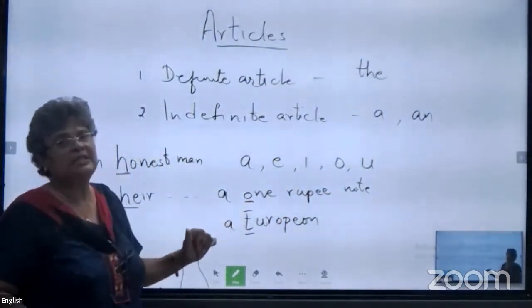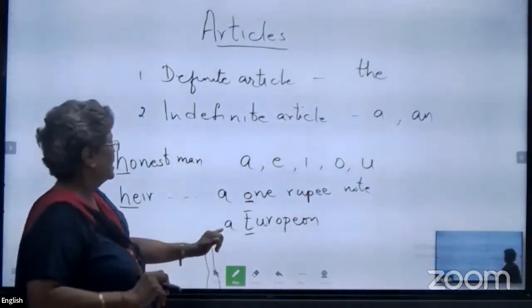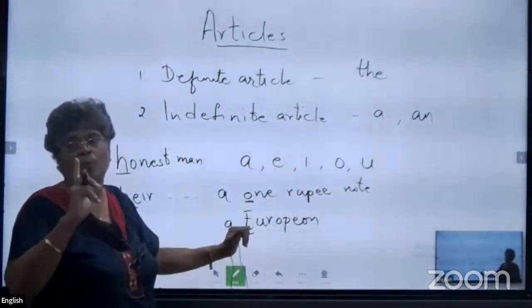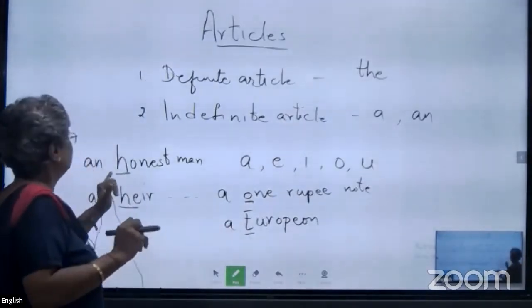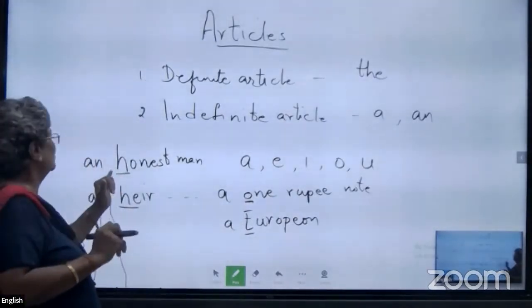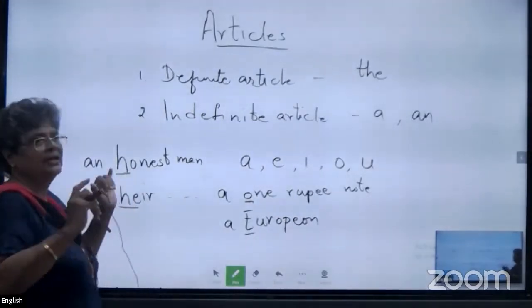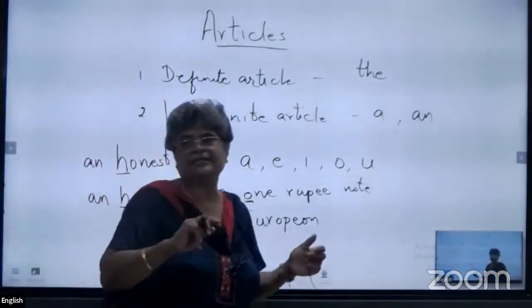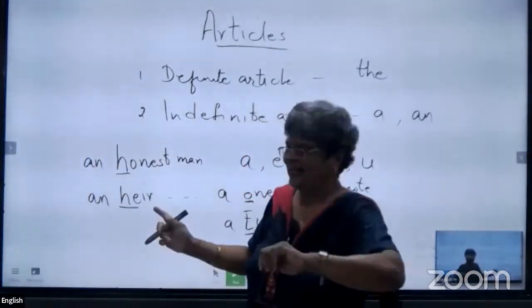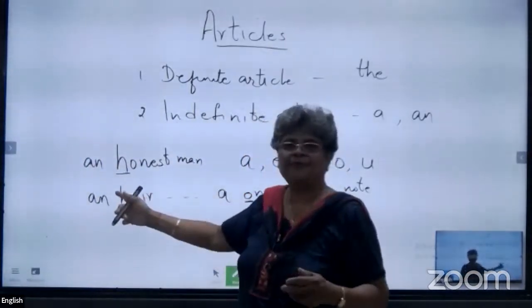Like one, the consonant sound W comes. A European, Y sound comes. But here H is silent, so you get the O sound in honest, the air sound in heir, the E sound. So that is why you write an before it.